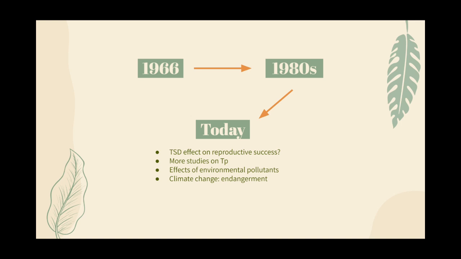Environmental pollutants that replace sex steroids can change the sex determination, and climate change can also be an issue, as temperatures rise and populations get closer and closer to higher majorities of either males or females.